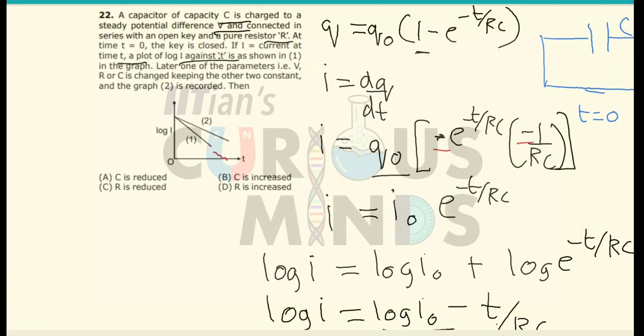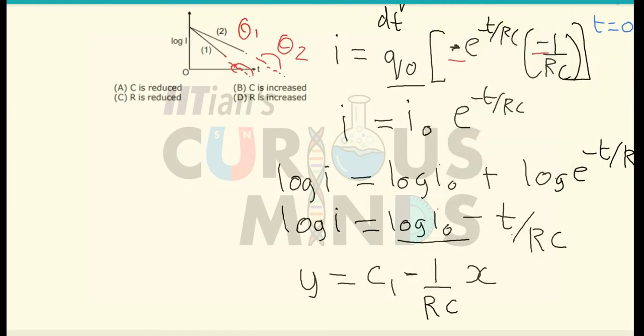if I extend this part, okay, this is the slope which is theta 1, and this is the slope which is theta 2. These are the two slopes of the graph. So what will happen to the slopes?